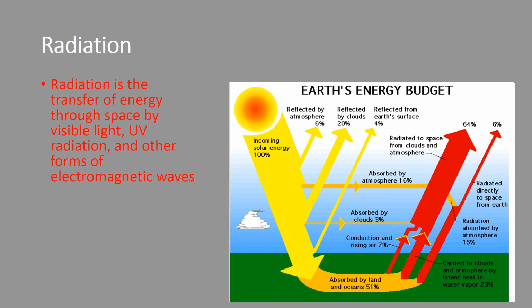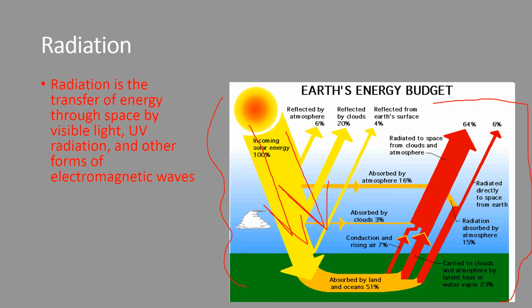Radiation. Here is the sun. Boom. Here is the radiation, and that comes from visible light, what we see. UV is what we are protected from by the ozone layer, and then of course other electromagnetic waves, which we have talked about before. And this picture right here pretty much shows you the percentage of where we get some of the energy from.